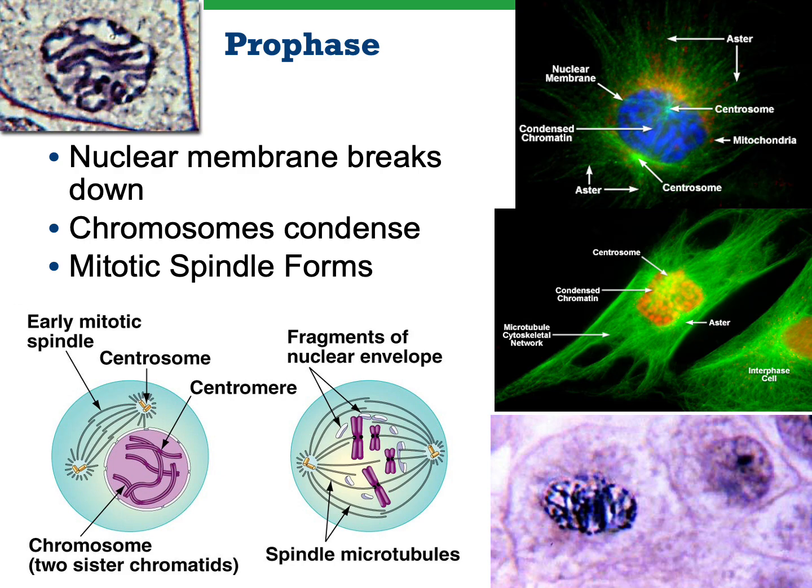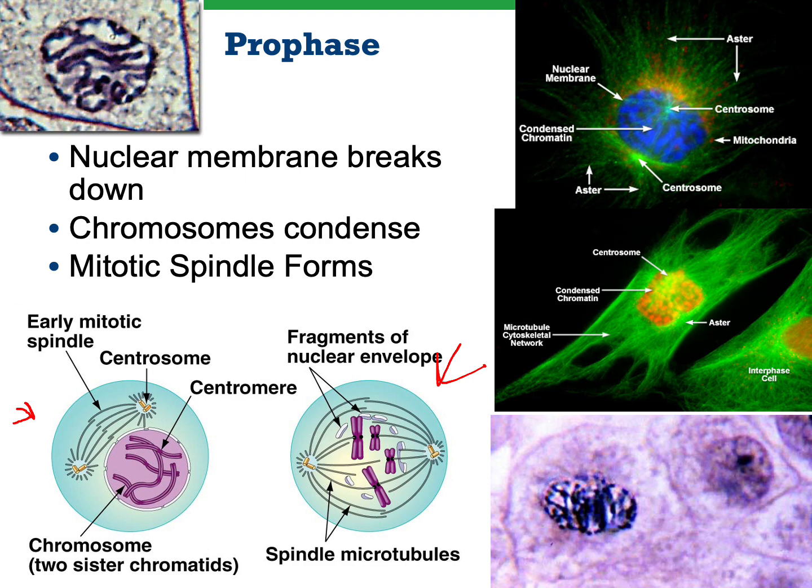During prophase, the mitotic spindle forms and the nuclear membrane will start to break. Lastly, the chromosomes start to condense to get ready to split. You can see in this cartoon the early mitotic spindle, the centromere, and the two sister chromatids. You can also see that in late prophase over here, the fragments of the nuclear envelope and the spindle microtubules lining up with the chromosomes.